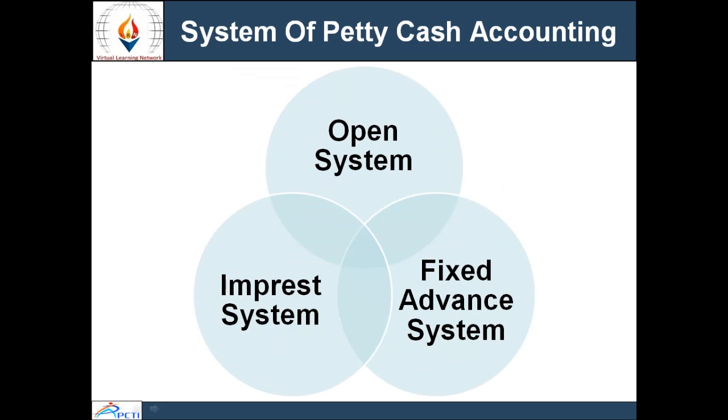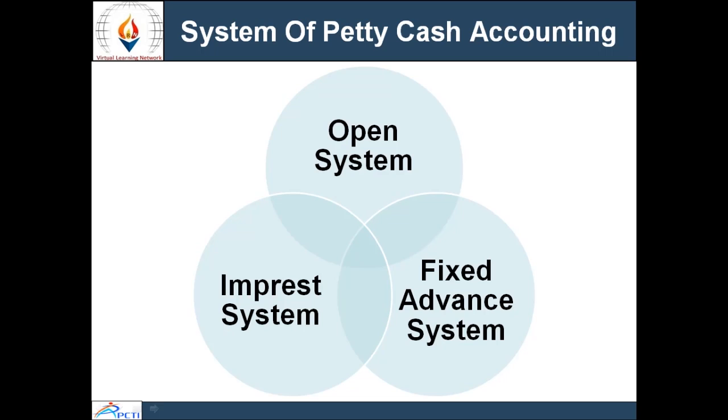System of petty cash accounting. Open system. Under this system, the petty cashier at first receives from the chief cashier a fixed sum of money for meeting petty cash expenses. As soon as the said amount is spent, the chief cashier again pays the required sum to the petty cashier.